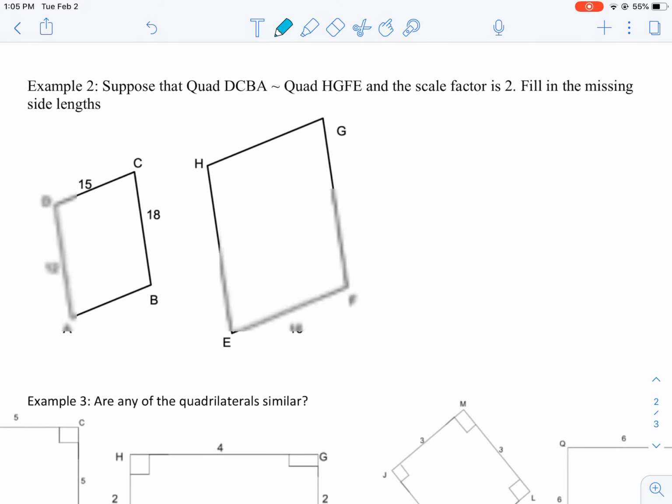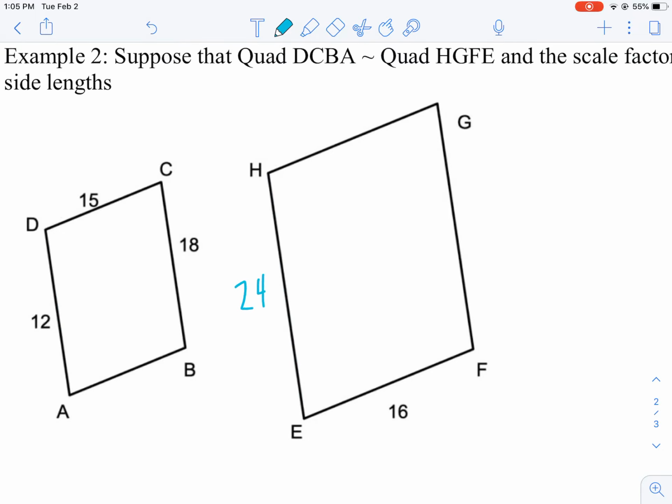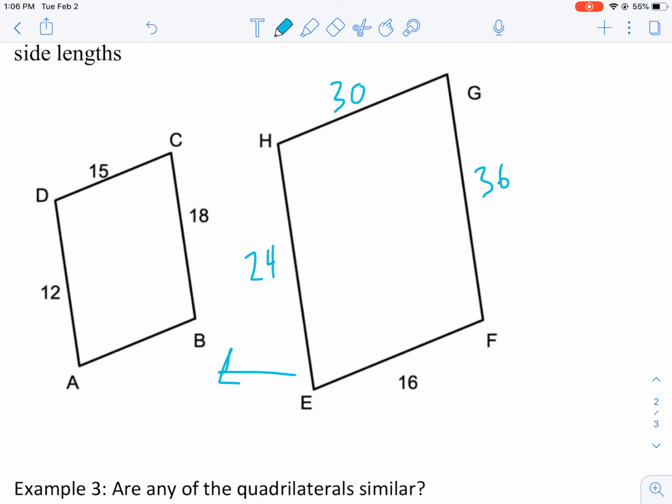So fill in the missing side length. So HE matches up with DA. Multiply DA by 2. That will be 24. On top, we need to multiply 15 by 2. That'll give us 30. CB multiplied by 2, that's 36. And then on the bottom, since we're going backwards, we don't multiply by our scale factor, we actually divide by our scale factor. So if we do 16 divided by 2, that means this one has to be 8.